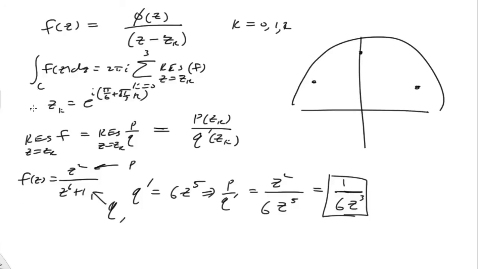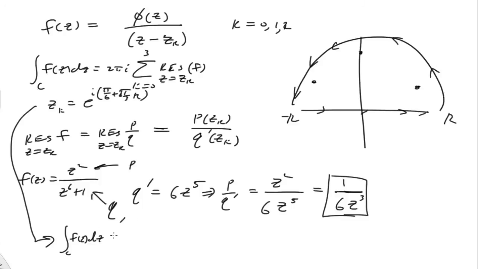So that means this contour integral here, provided my r is big enough, it's bigger than 1, so it encloses those 3 roots there, is going to be equal to 2 pi i times. Now we have to evaluate this at the 3 points. So the first one is for k equal to 0, and that's going to be 1 over 6.